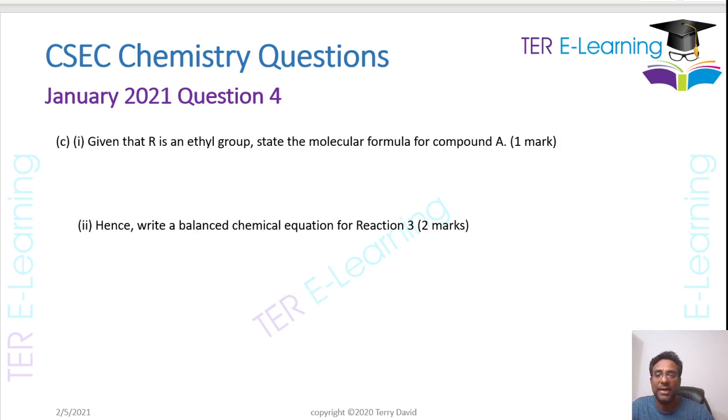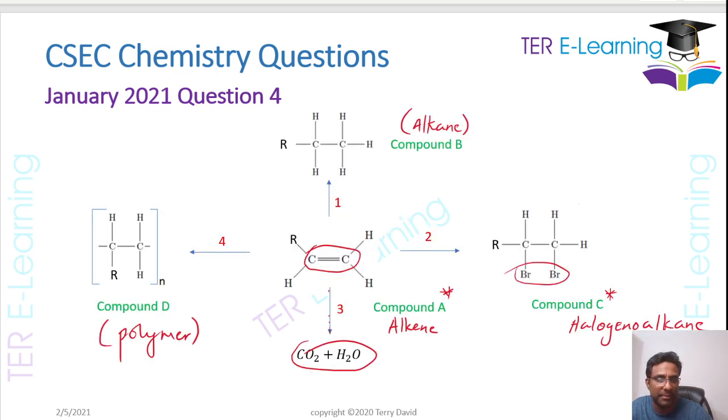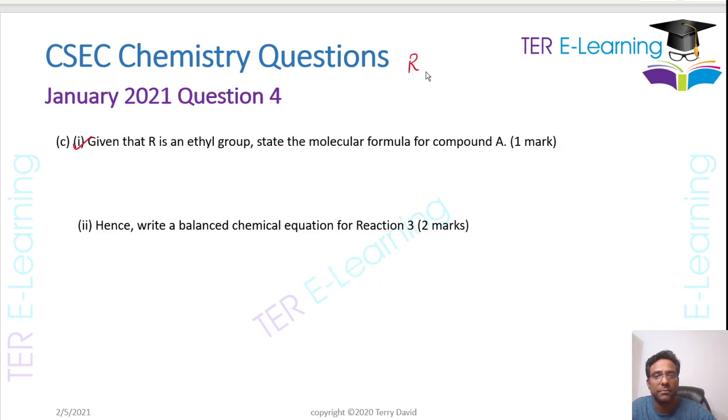Now let's look at part C. They said in part C, given that R is the ethyl group, state the molecular formula for compound A. Now this is what compound A looked like. Let's go back to my diagram. This is what they gave us as compound A, not that R group. They said it's an ethyl group, so the question requires us to know what an ethyl group is.